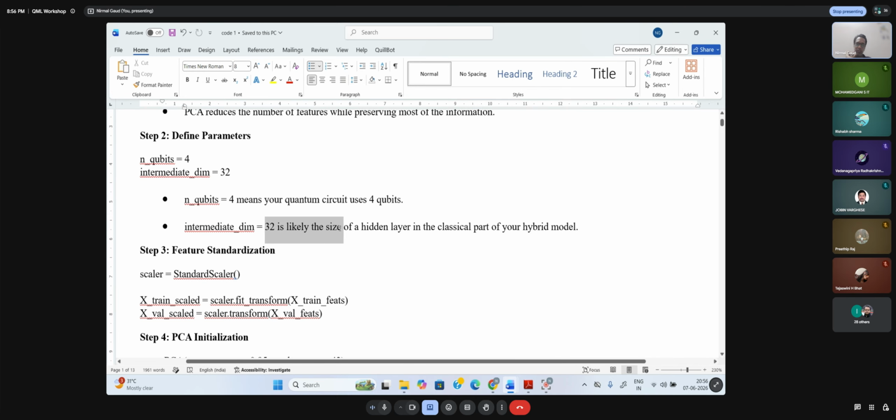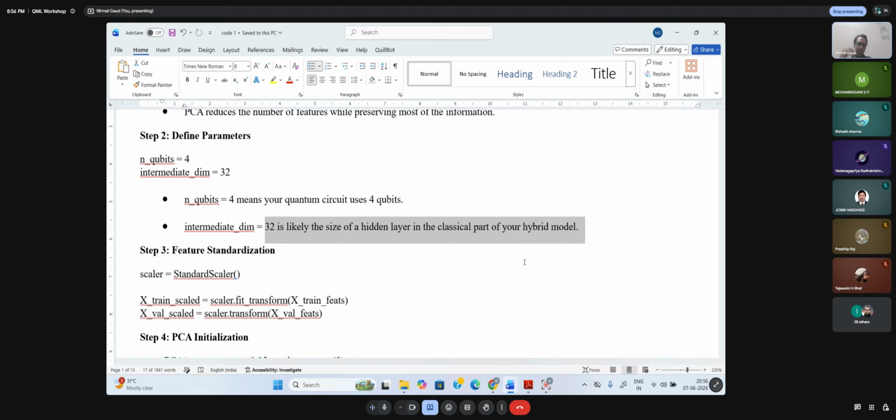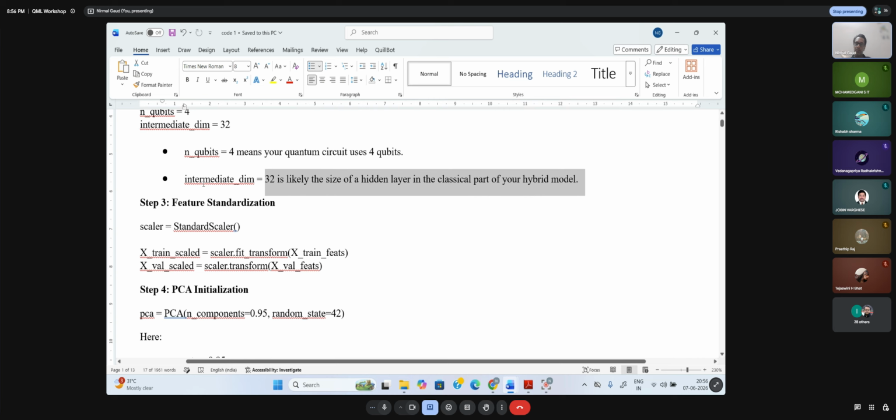That means 32 is likely the size of the hidden layer in a classical model, that is a machine learning model. 32 is the number of neurons present in it when we are going to create a hybrid model. The number of qubits is for quantum. The intermediate dimension means that when you make a neural network for classification, there you can take 32 neurons. So 32 will be an input.